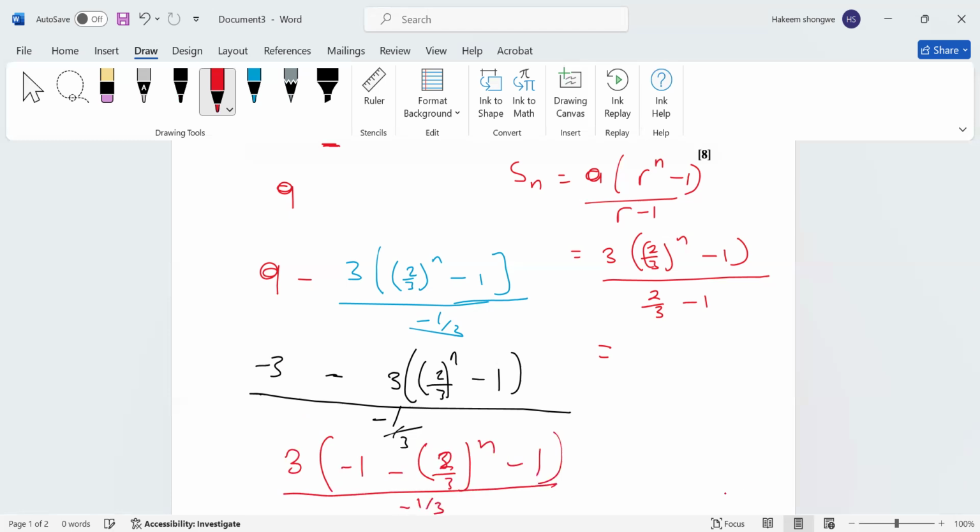Another bracket here, because it seems like that only affects 2/3. Oh, it affects both of them. So there's a bigger bracket here.